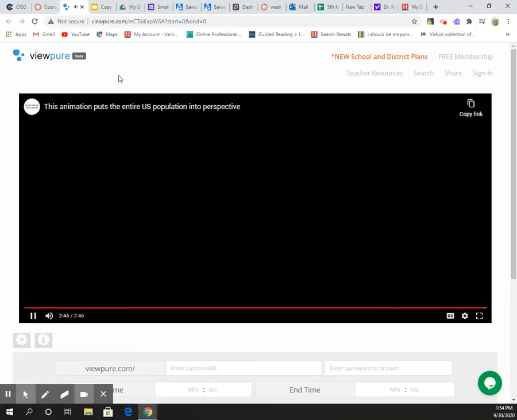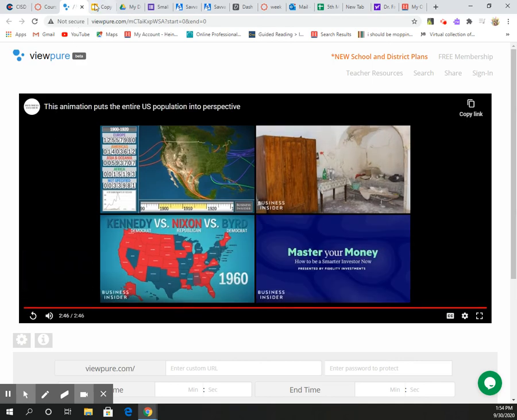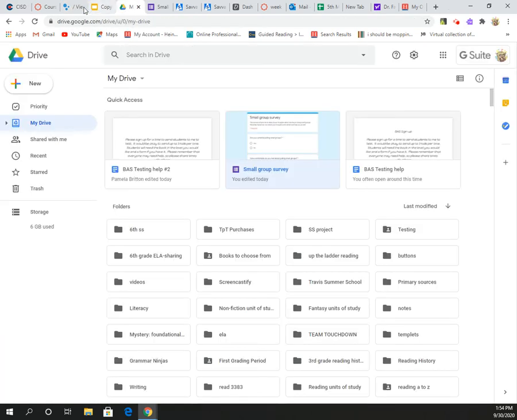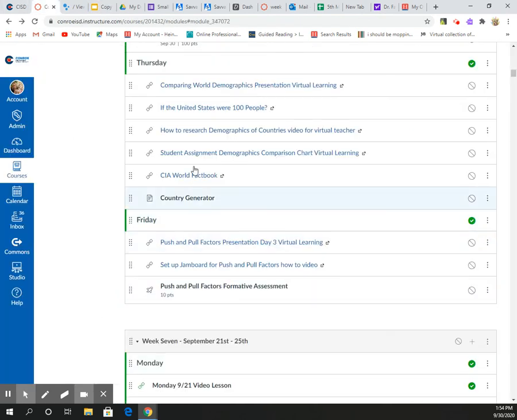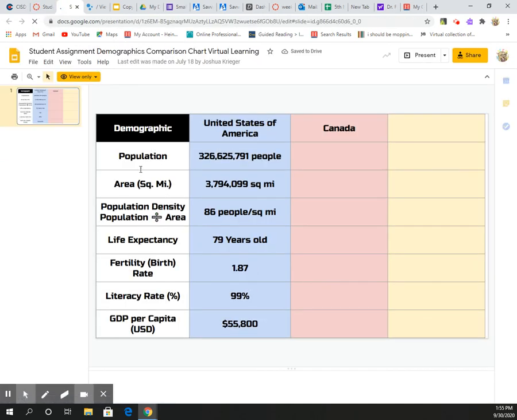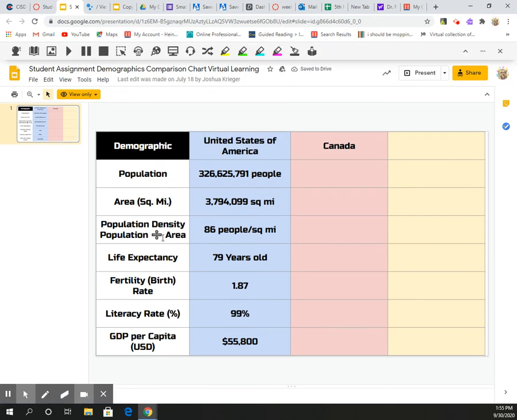Okay, so after watching that video and the presentation, you're going to pick a country and do this comparison chart. So let me open it for you. You're going to be looking for the population, the area, population density, life expectancy, fertility, literacy rate, and GDP. The United States is in there. You're going to do Canada, and then you're going to pick one other country. You're going to fill this out and share it with your teacher.